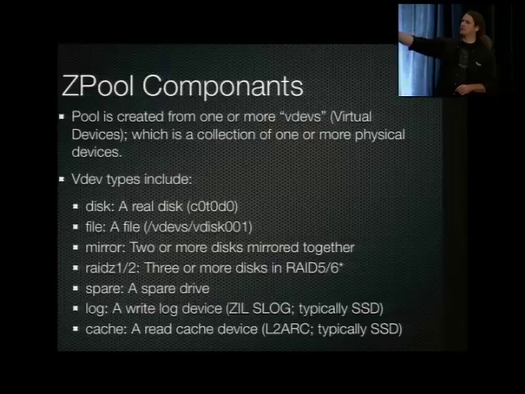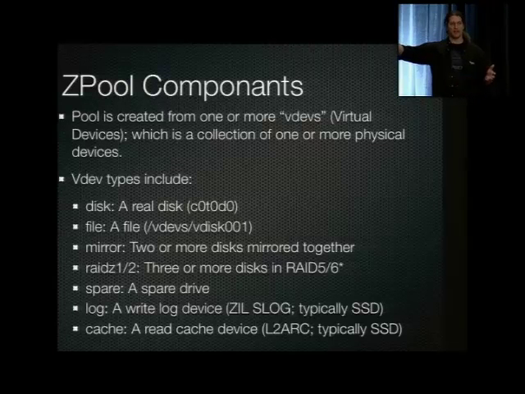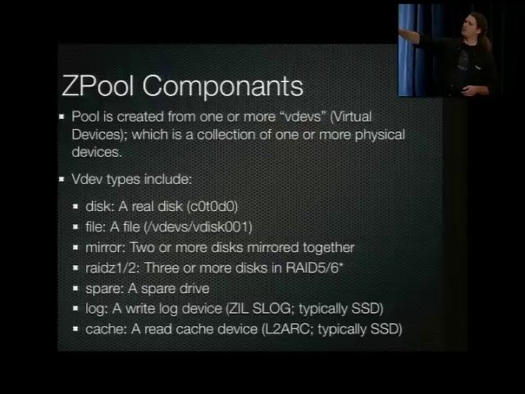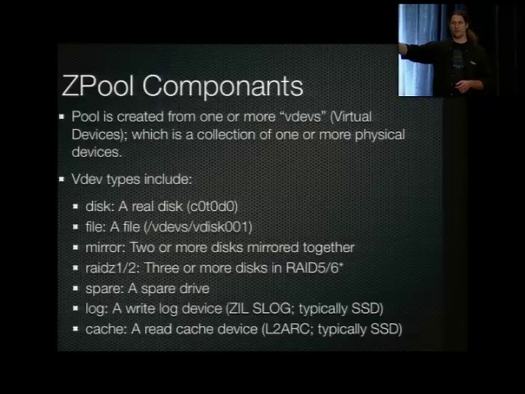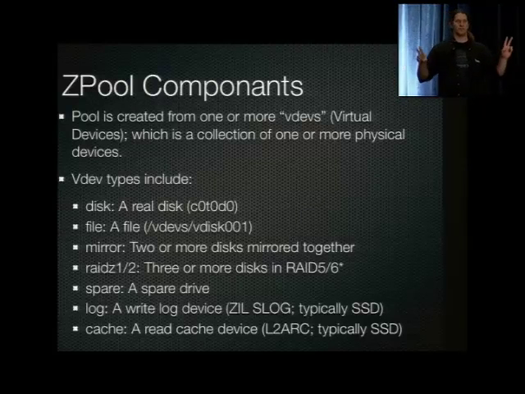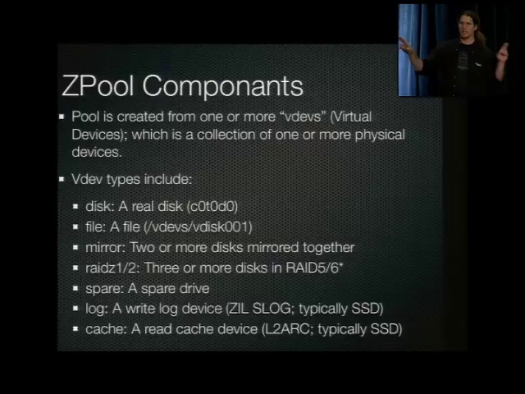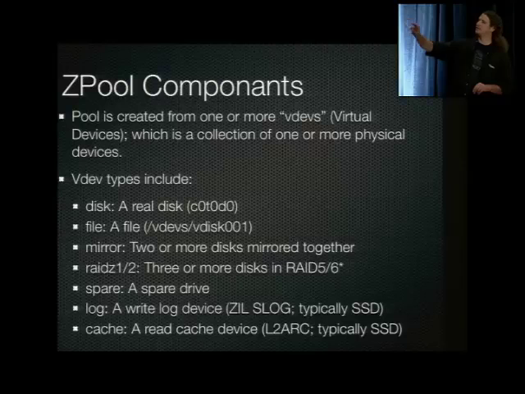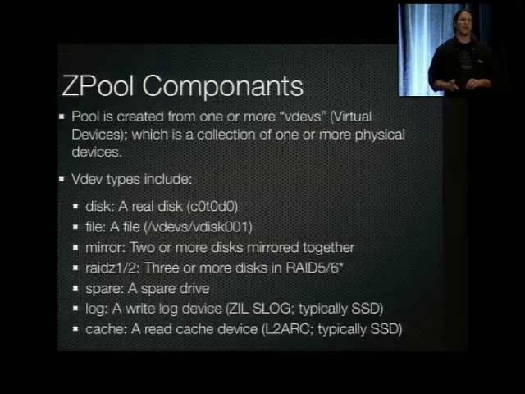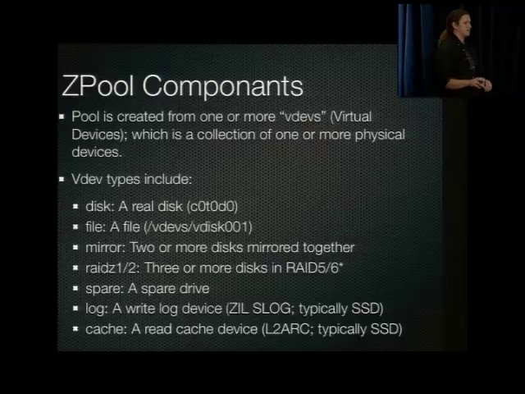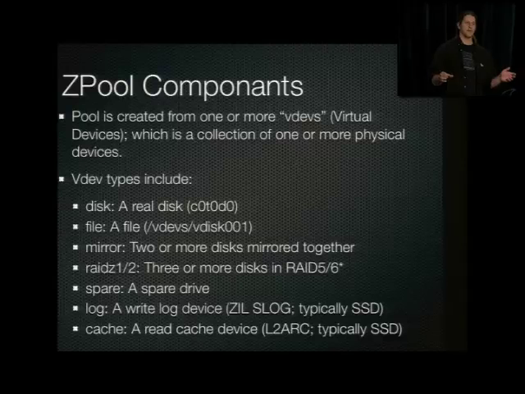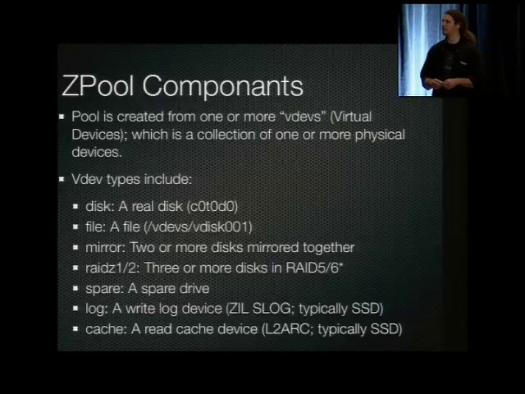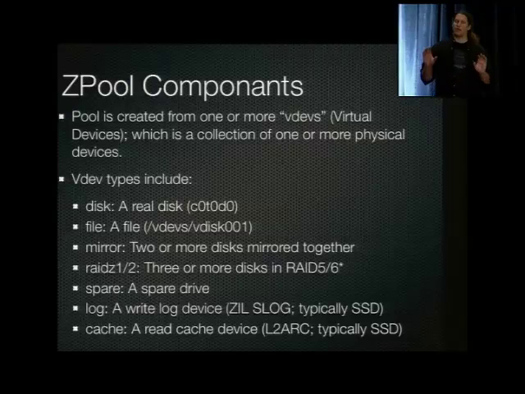Yeah, we can create mirrors, which is 2 or more disks mirrored together. It can be 3 disks, 4 disks. We have RAID Z1 and 2. If you ever see someone simply say RAID Z, they're referring to RAID Z1. There are 2 different types, RAID Z1 and RAID Z2. These are essentially RAID 5 and RAID 6. RAID 5 being single distributed parity, RAID 6 being double distributed parity. There are some caveats to it.